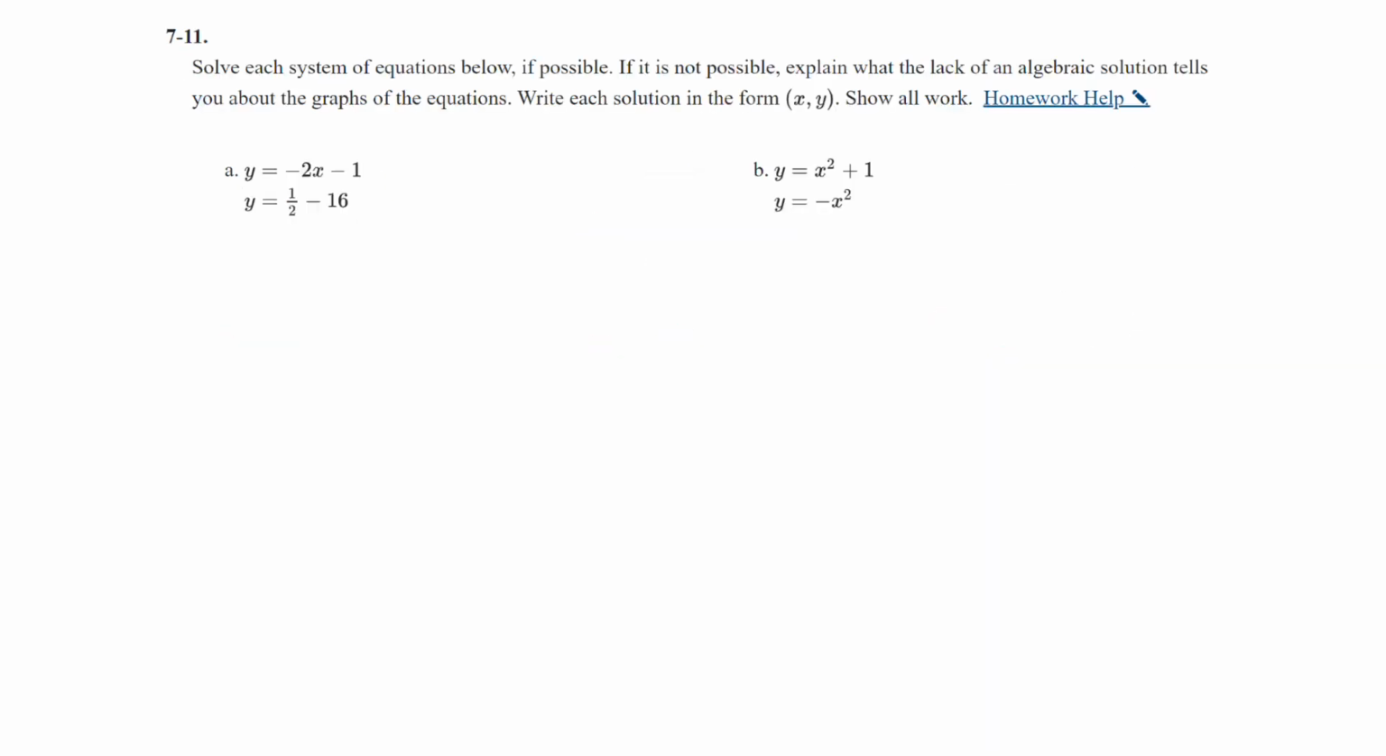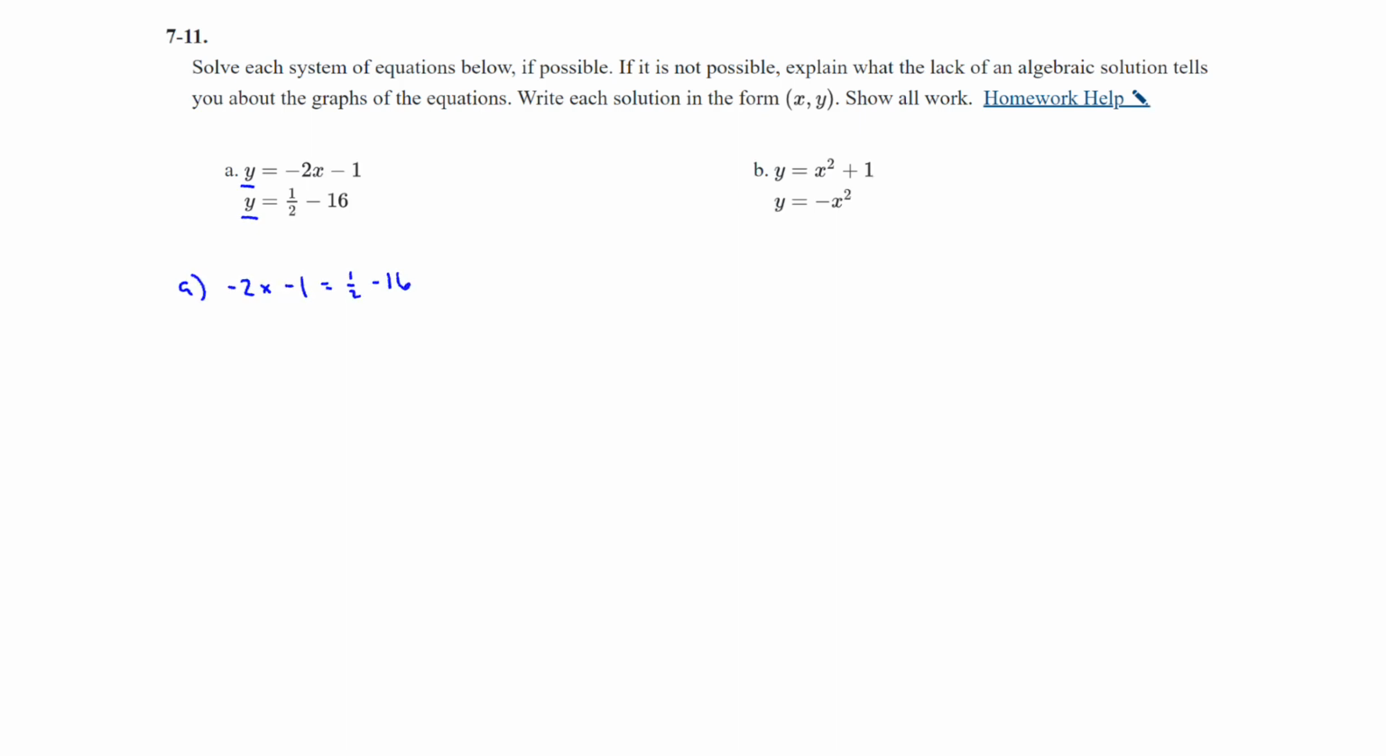Question 11, solve each system of equations below, if possible. If it is not possible, explain what the lack of the algebraic solution tells you about the graphs of the equation. Write your solution in the form of an ordered pair. Show all your work. On part A, I'm going to use the equal value method because I have y is equal to and y is equal to both of them. So therefore, I can just set my second half of the equation, negative 2x minus 1, equal to 1/2 minus 16.